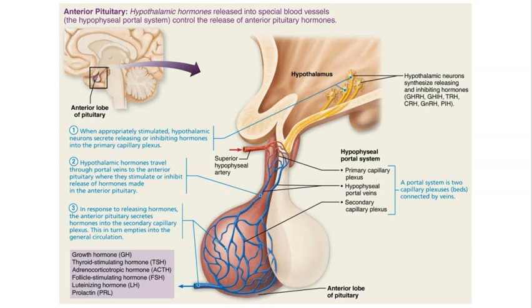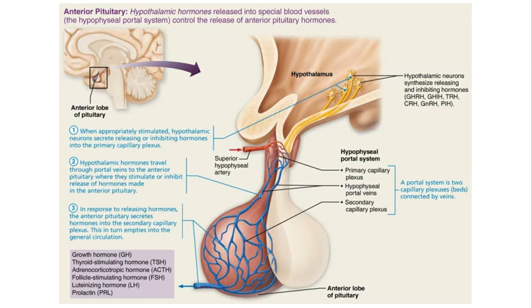Blood in the primary capillary plexus then carries the hypothalamic hormones to the secondary capillary plexus through a small set of veins called the hypophyseal portal veins. When the hypothalamic releasing hormones are present in the capillaries of the anterior pituitary, the gland cells of the anterior pituitary are then stimulated to release one or more of their hormones into the secondary capillary plexus. From there, those hormones will be carried to general circulation.